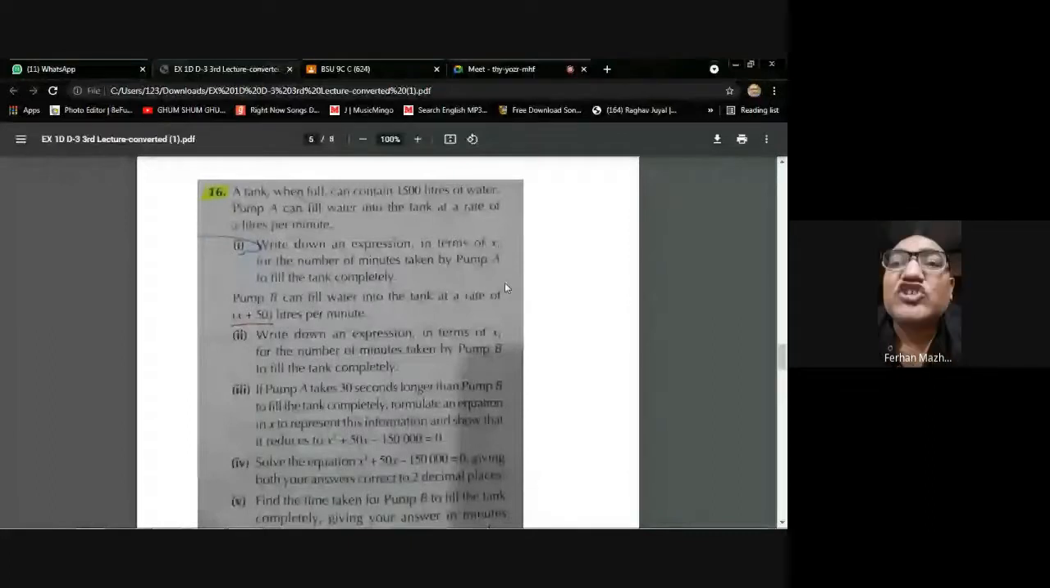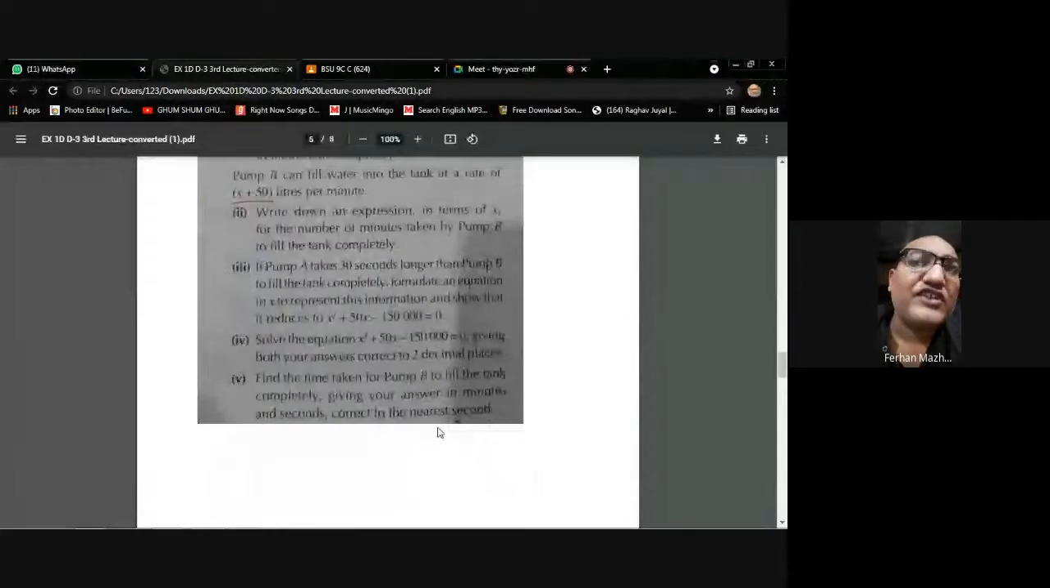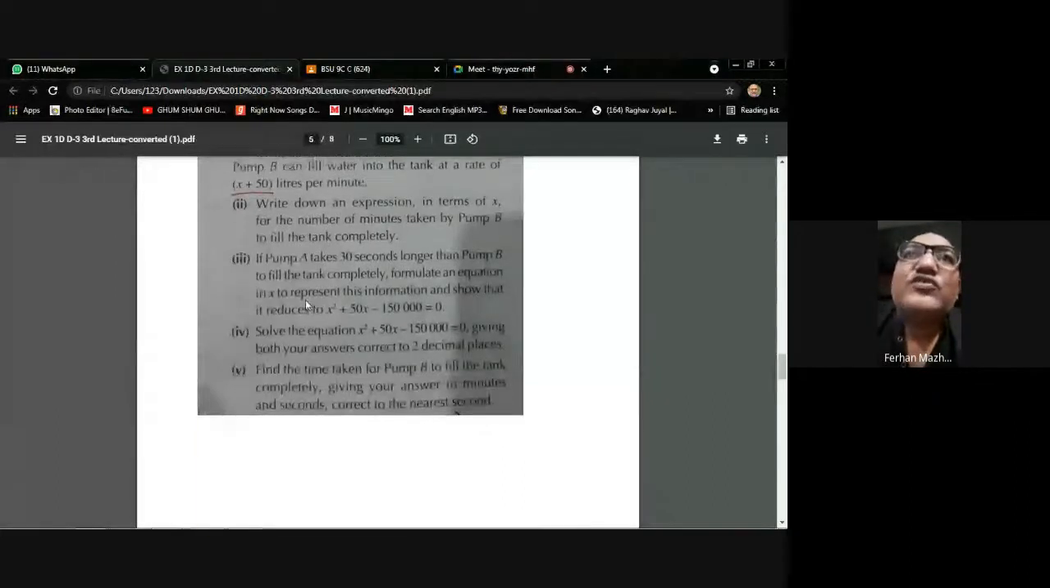Then he says solve the equation x squared plus 50x minus 150,000 equals 0, giving both your answers correct to two decimal places. We will apply the quadratic formula and solve it. Find the time taken for pump B to fill the tank completely, giving your answer in minutes and seconds, correct to the nearest second. Okay, so let's go to the solution.